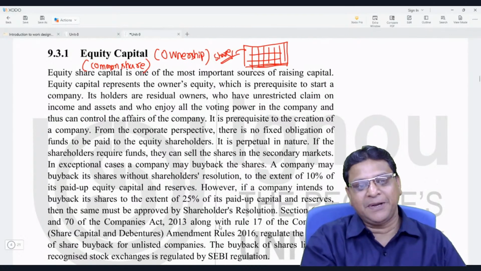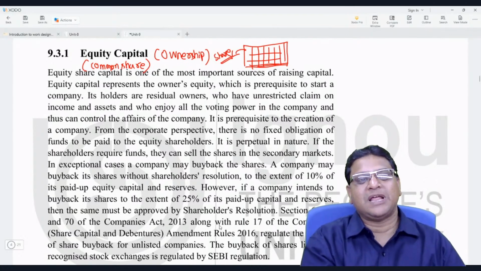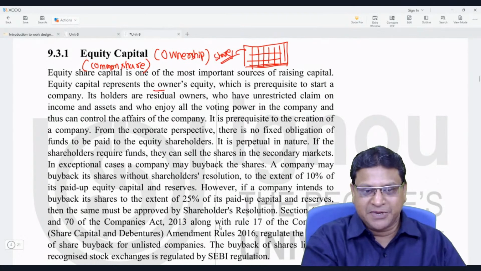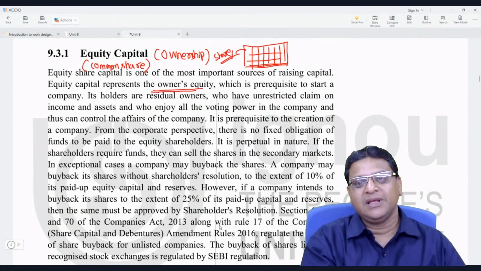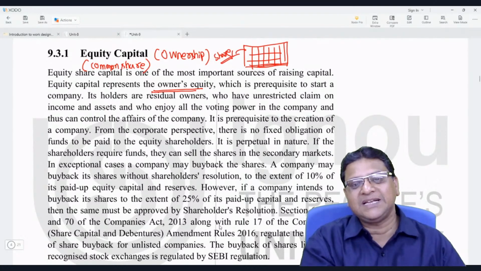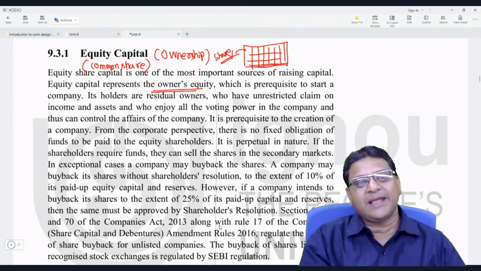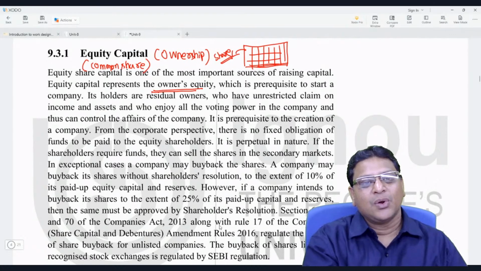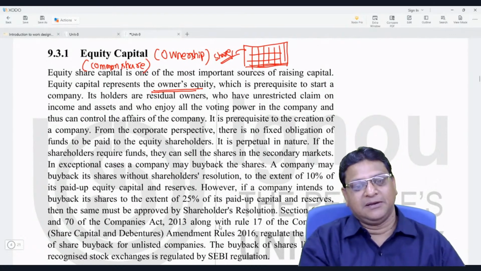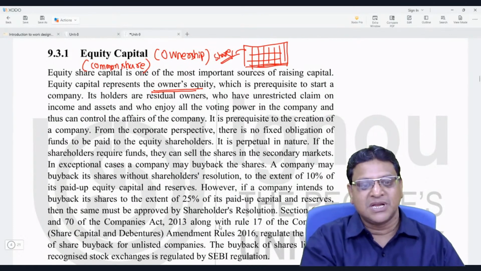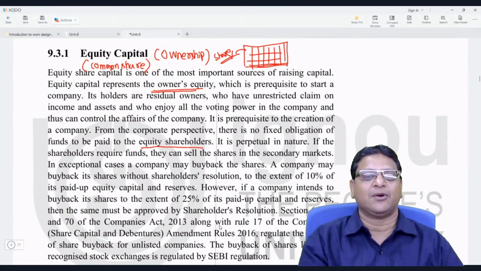The equity capital may be of two types. One is ownership capital, or owner's equity. Another is preference capital. We will discuss preference capital later on. Equity capital is common shareholders' capital. The persons who buy the common shares are known as equity shareholders.